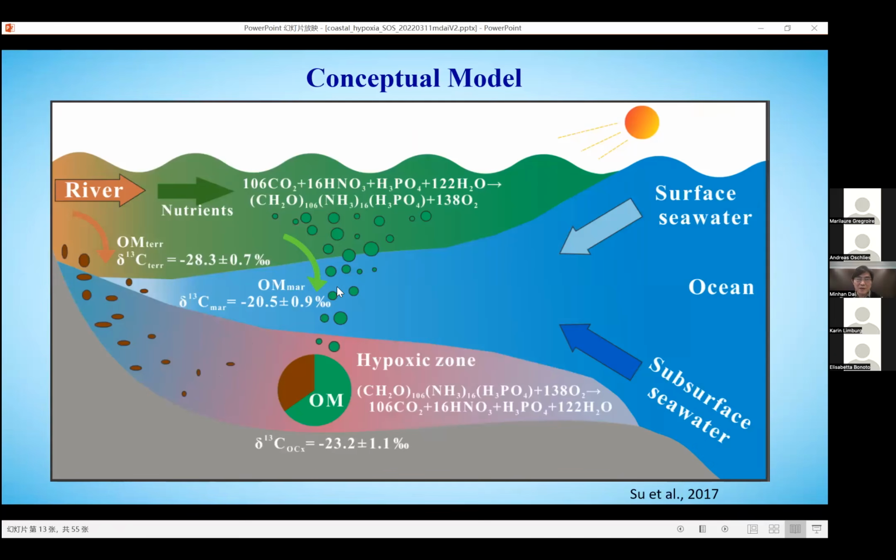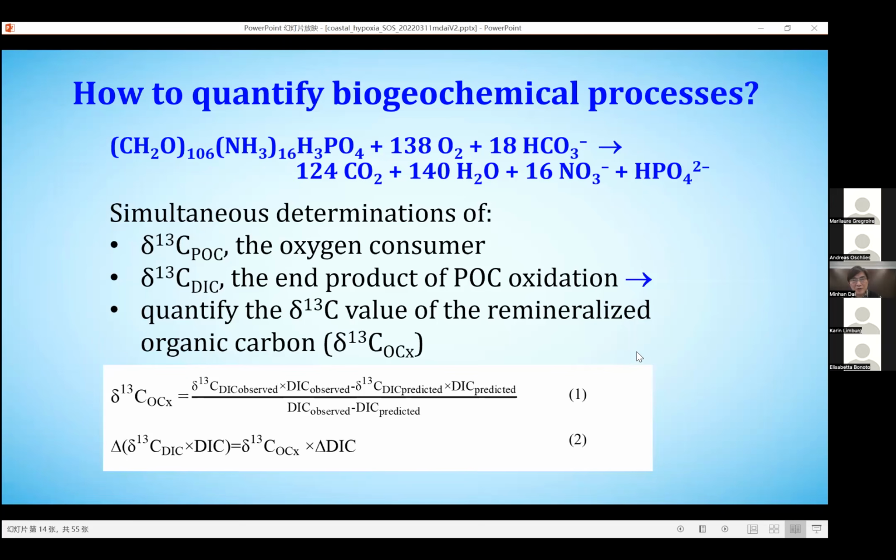I assume you are familiar with this. If the river imports both nutrient and organic matter, and then you have photosynthesis and biomass, when you have a favorable environmental setting, you will see the hypoxia zone formation. I have been trying to use a very simple method, essentially simultaneous determination of the oxygen consumption and DIC, that's the end product of the organic matter oxidation. In this way, we can ultimately quantify the oxygen consuming organic matter.